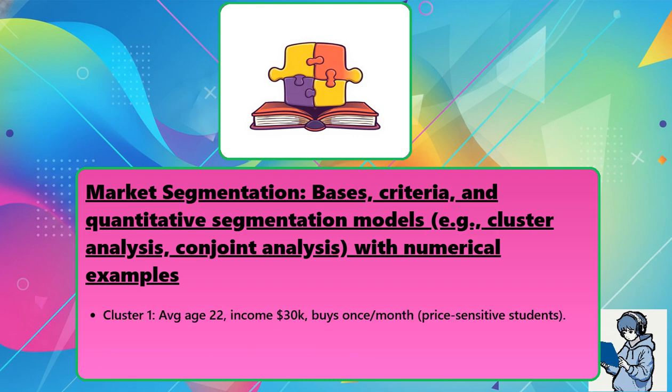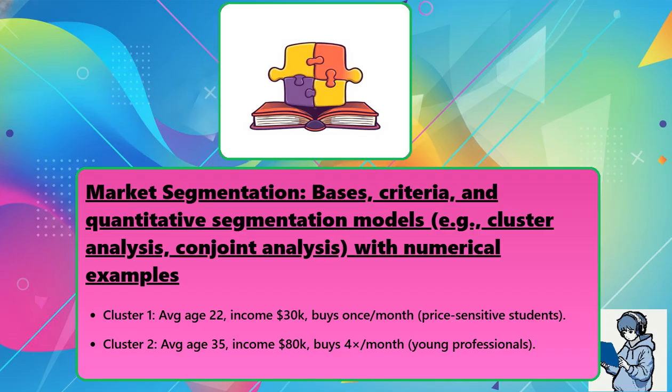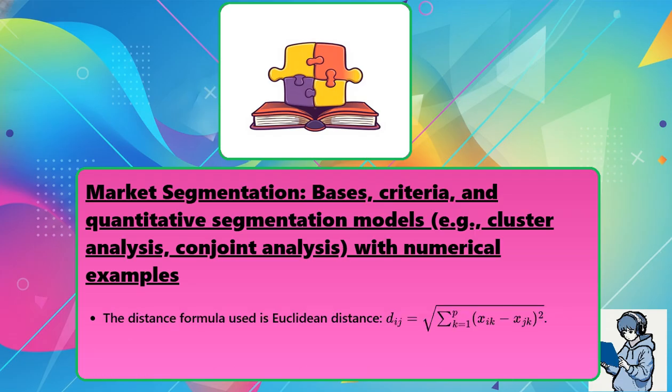Cluster 1, average age 22, income $30,000, buys once per month, price-sensitive students. Cluster 2, average age 35, income $80,000, buys 4 times per month, young professionals. Cluster 3, average age 55, income $120,000, buys 2 times per month, affluent retirees. The distance formula used is Euclidean distance: d_ij equals the square root of the sum over k from 1 to p of (x_ik minus x_jk) squared.